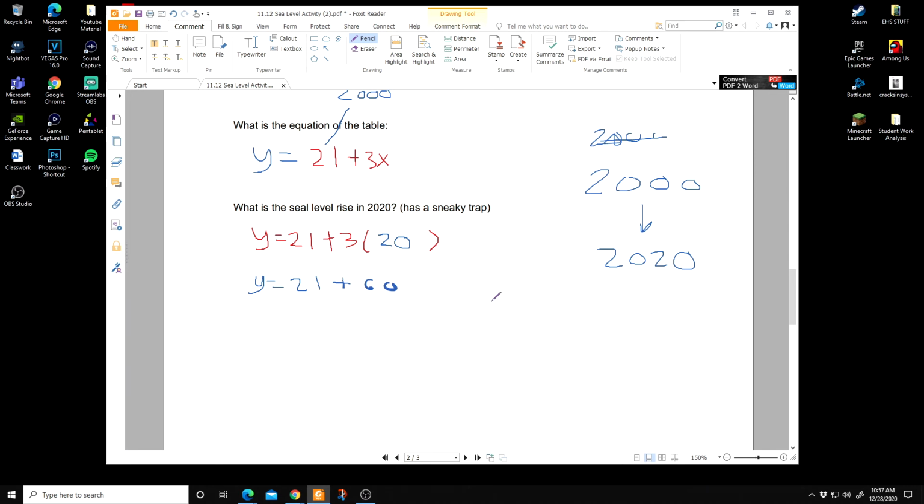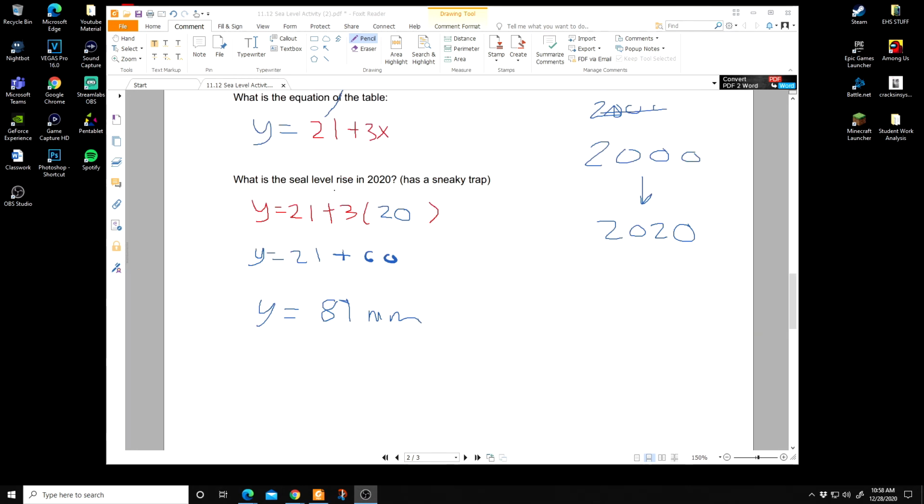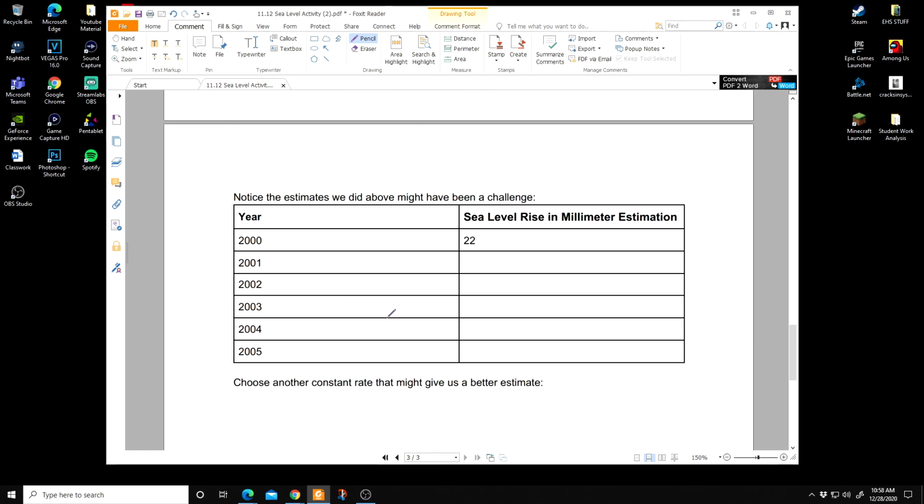Plus 60. And then we're going to get y is equal to 81 millimeters. So you can see right here, according to our data, in 2020, it should be at 81 millimeters, right? I keep saying 21 because we're about to be in 21.